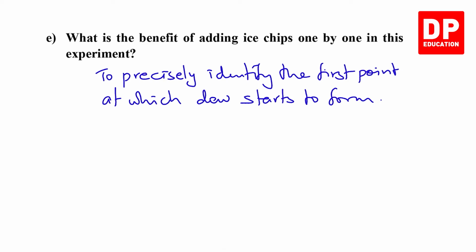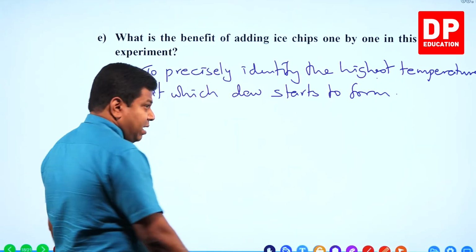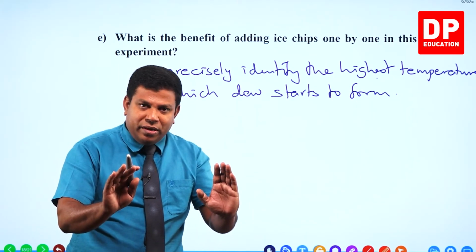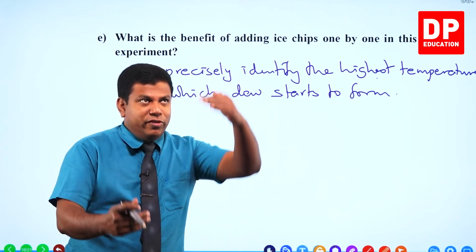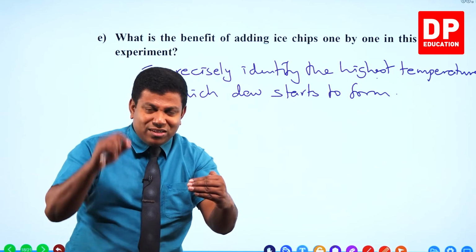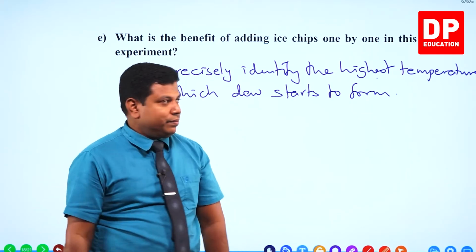First point means you can even say the highest temperature would be better. Highest temperature at which dew starts to form. Because below the dew point, at all the temperatures there is going to be dew on it. What we need is the highest temperature. When we are reducing the temperature from room temperature, when you keep reducing, what's the first instance you see dew? That's what we need.